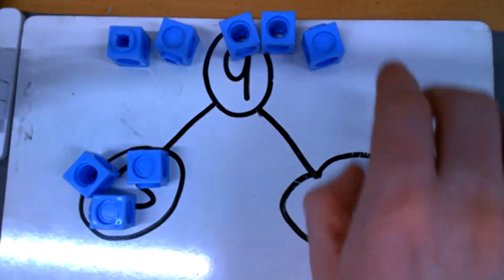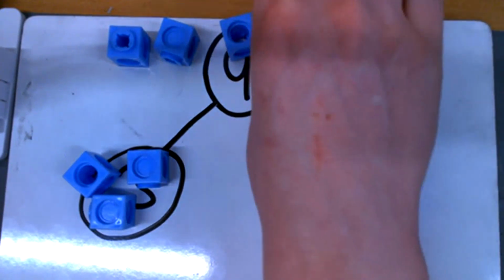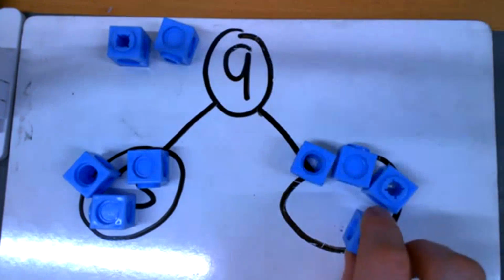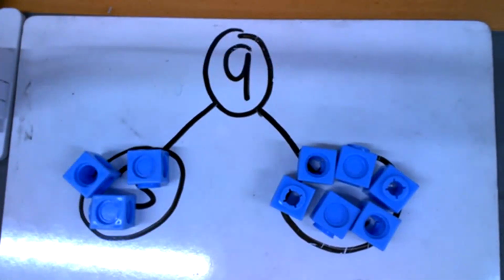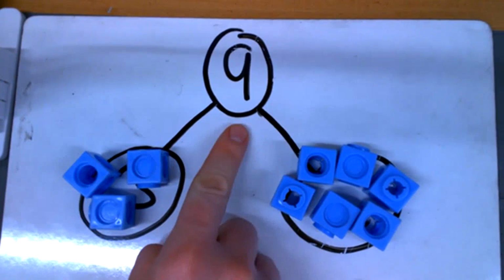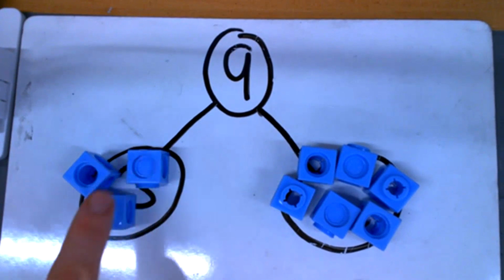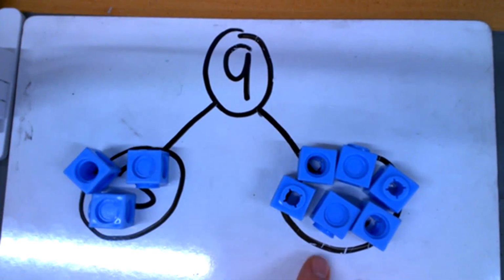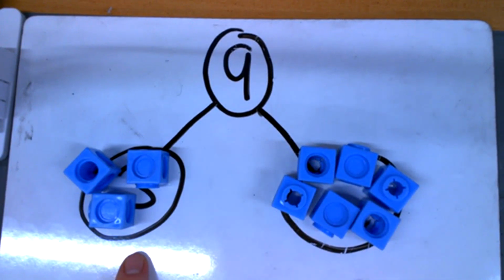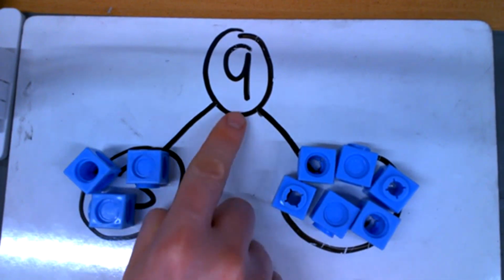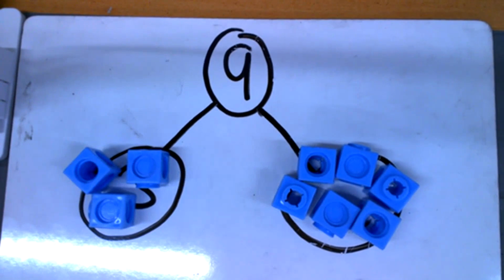Okay, let's go. 1, 2, 3, 4, 5, 6. Okay, so my whole number is 9. Over here I've got 1, 2, 3. And over here I've got 1, 2, 3, 4, 5, 6. 3 and 6 makes 9. Fantastic. Let's fill that one in.